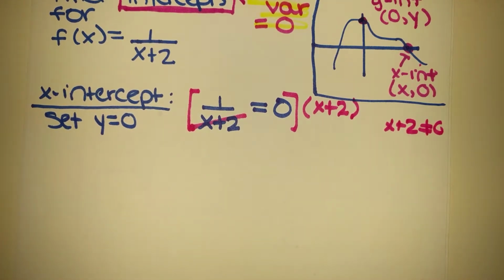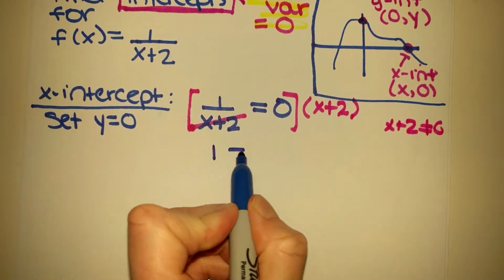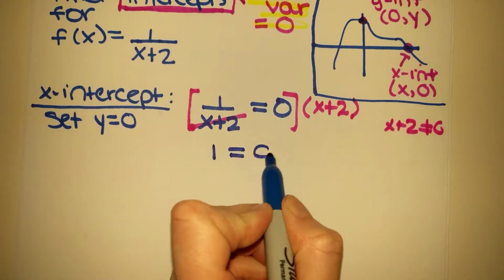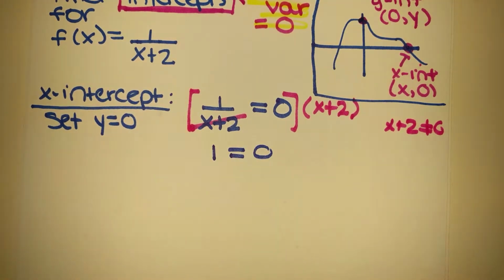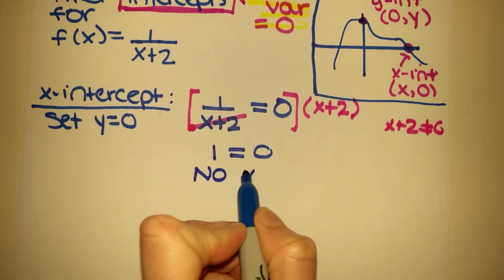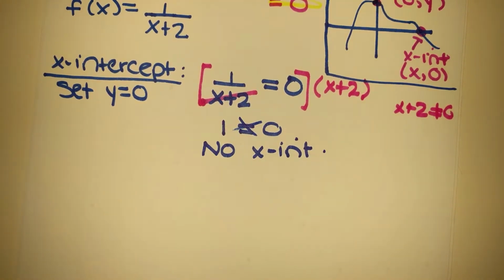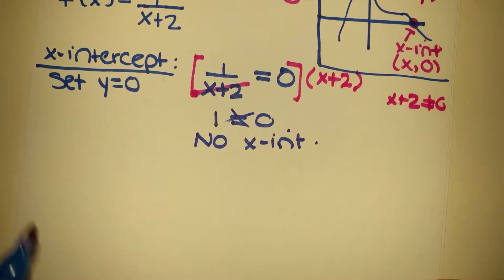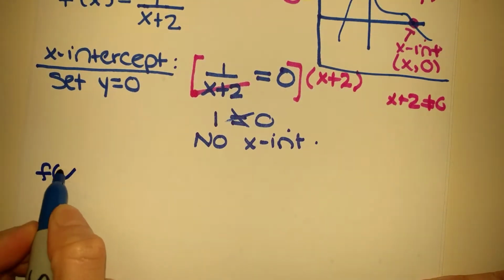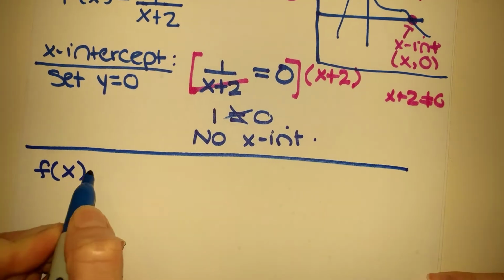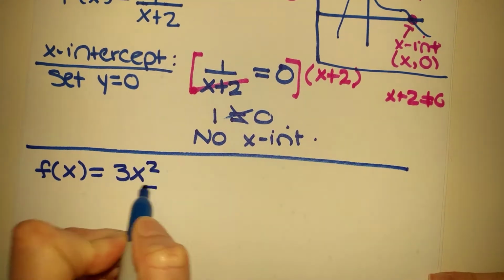Now, when we look at what's left over, we have 1 is equal to, on the right-hand side, 0. So what that tells us is that there is no x-intercept. Because again, if you look at 1 is equal to 0, there's nothing to solve for, so we have no x-intercept.